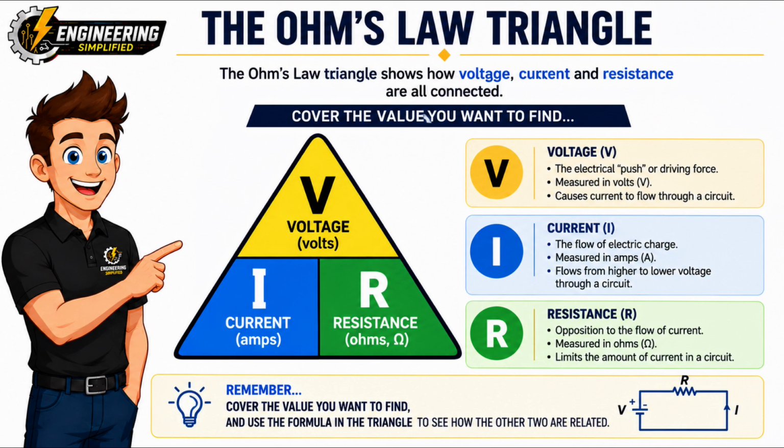The triangle contains 3 quantities. V represents voltage, measured in volts. I represents current, measured in amperes or amps. And R represents resistance, measured in ohms. The basic Ohm's law equation is V equals I multiplied by R. The triangle gives us a simple way of rearranging this equation without having to memorize 3 separate formulas.